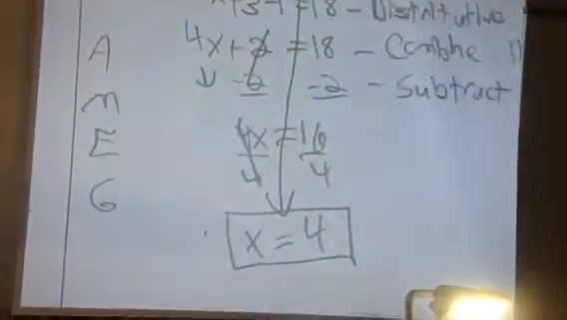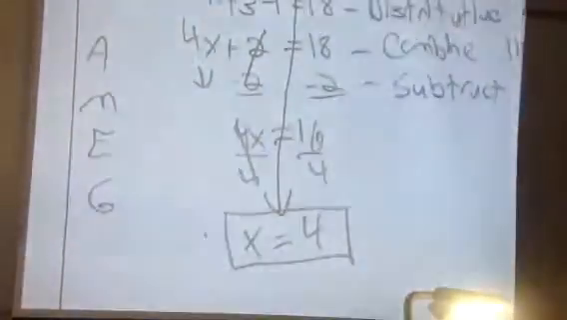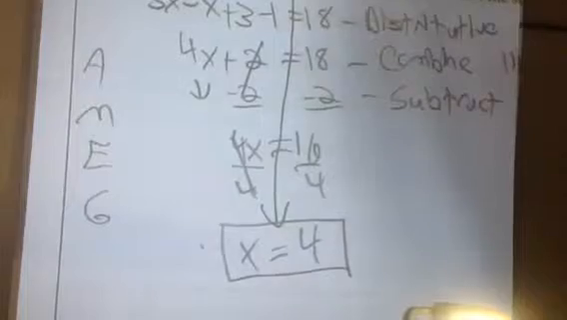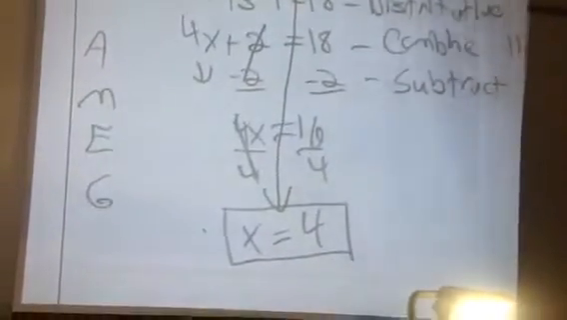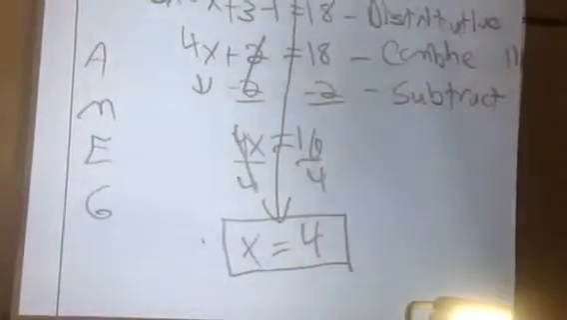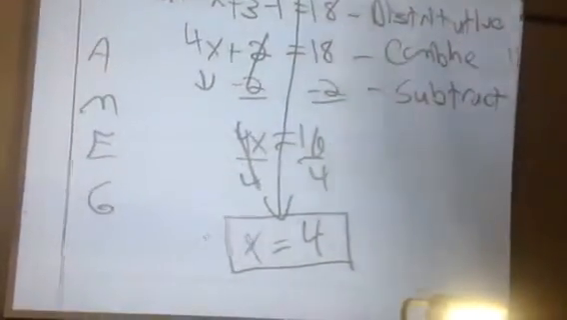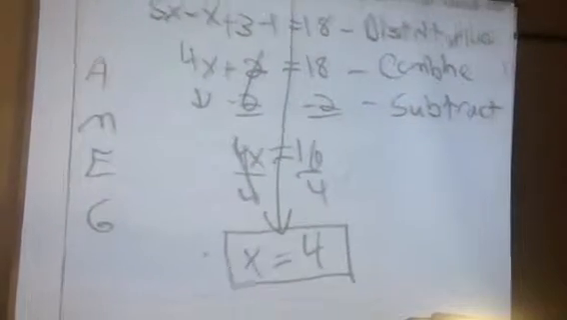X equals 4. I think some of those other ones said to check the solution, which we did not do, so let's make sure we do that right here. To check, all I've got to do is plug my answer back into the equation. 5 times, everywhere I see an x, I replace it with 4, minus 4 minus 3 minus 1 equals 18. 5 times 4 gives me 20, minus 4 minus 3 gives me 1, minus 1 equals 18. 20 minus 1 is 19, minus 1 equals 18. That gives me 18 equals 18.